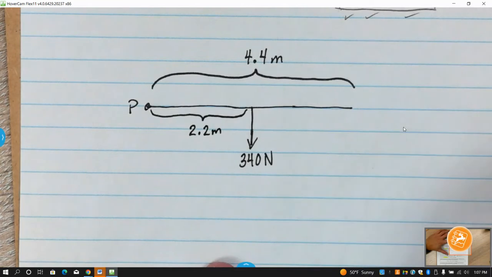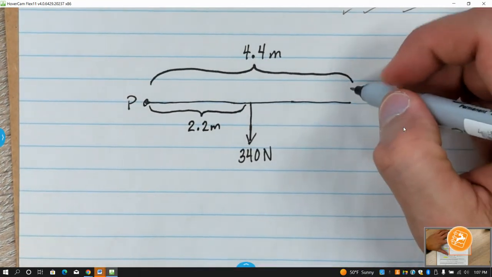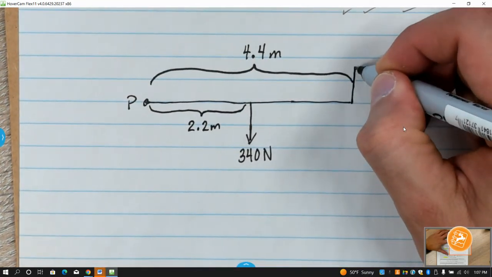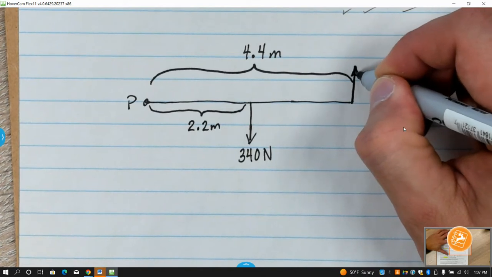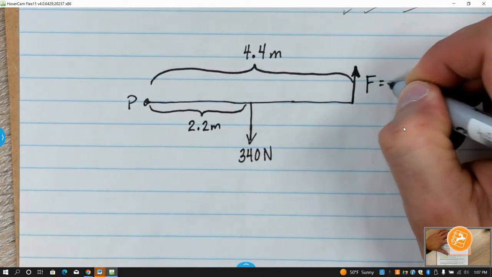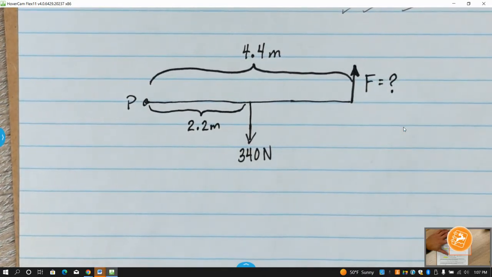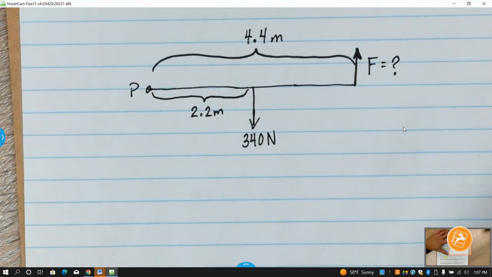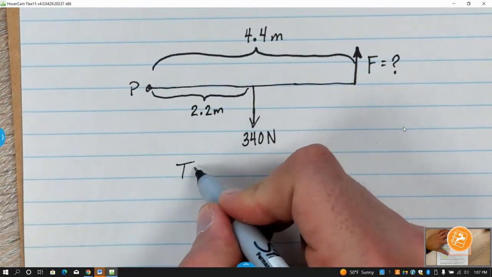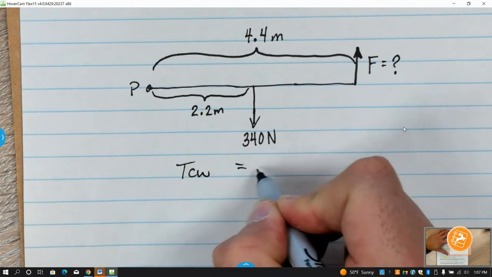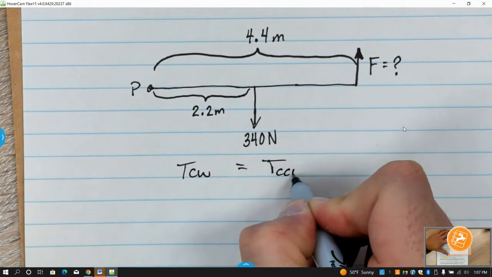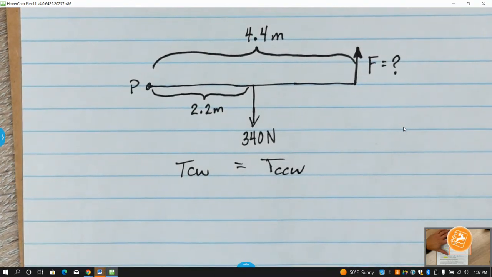Correct. And so basically they're asking, with what force are you going to need to lift in order to get this thing to rotate uniformly? So in this problem, you are going to set the torques equal to each other.